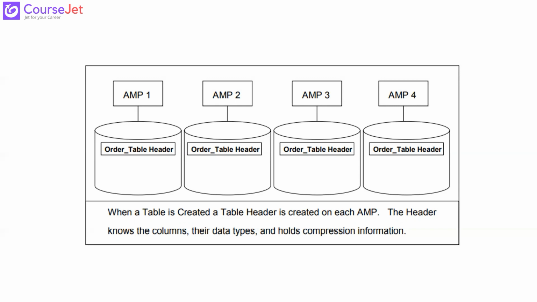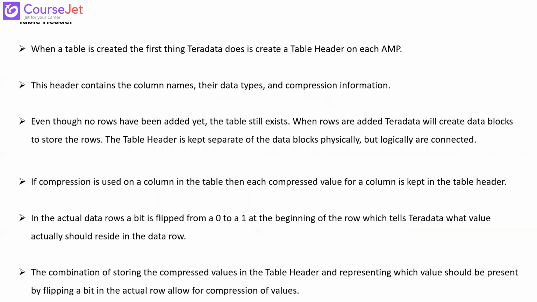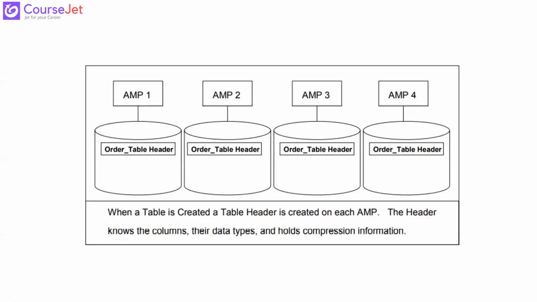We'll see what is in the table header. The table header contains the column names, the data types, and their compression information. If your table header is corrupted in any of the AMPs, then you won't be able to retrieve any data.